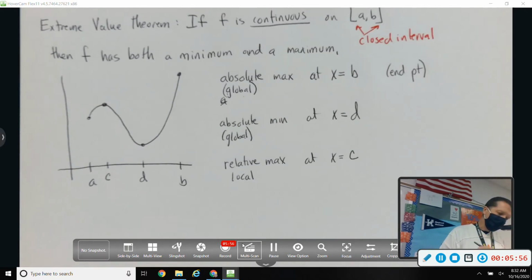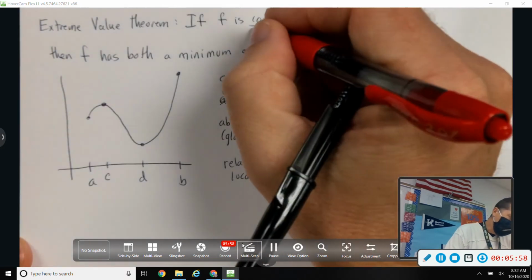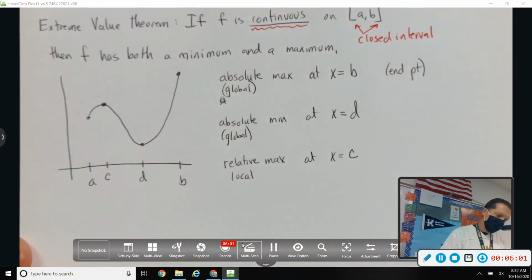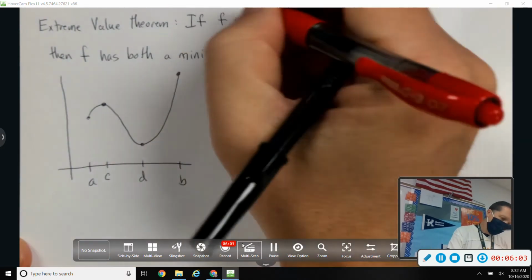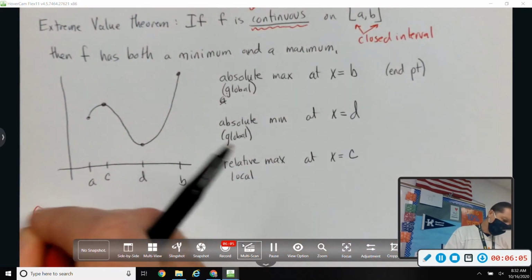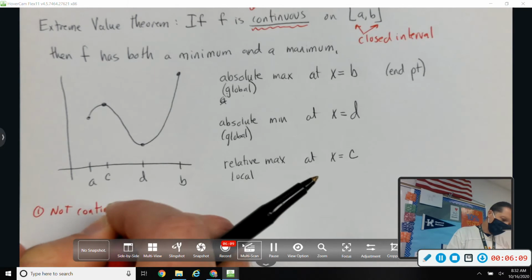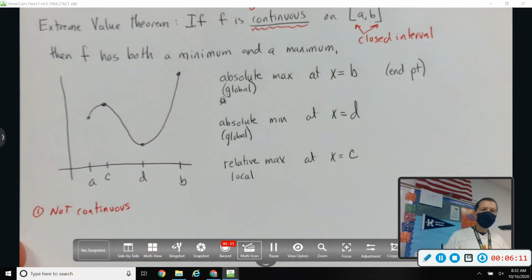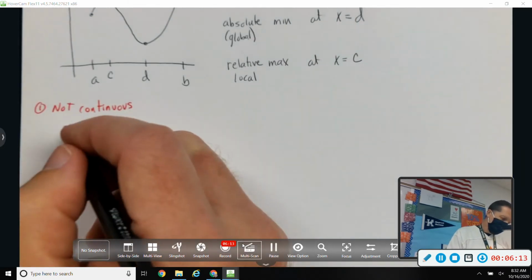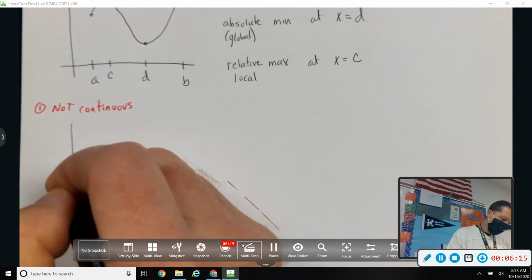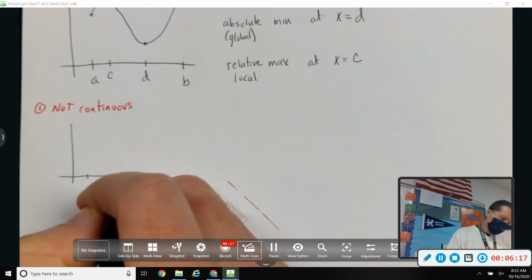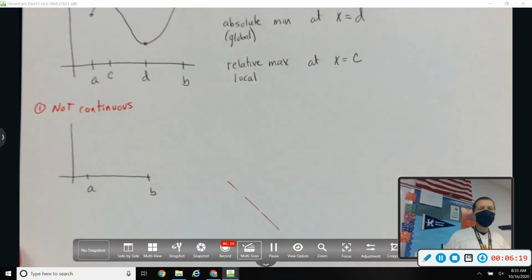All right, let's look at a couple things that would mess up this theorem. So if it's continuous, so let's look at one that's not continuous and see why that would mess this up. So again, we'll go a to b. So not continuous. That would be like maybe something with an asymptote.